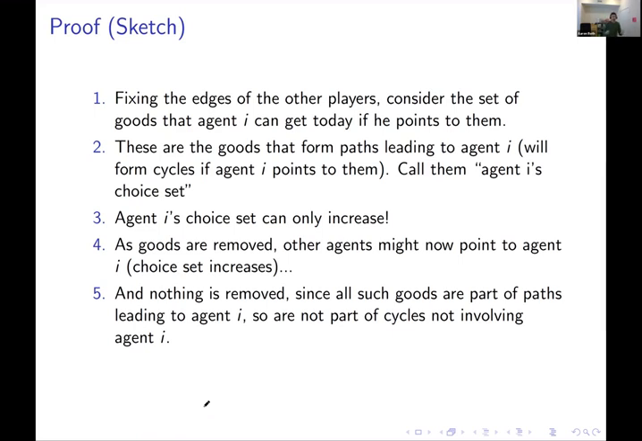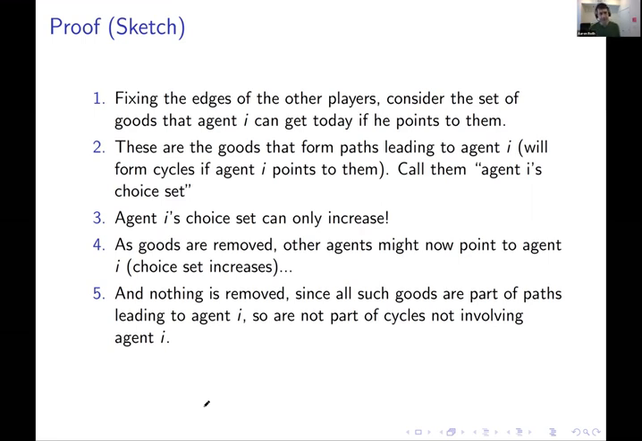And so there's no way for either of those things to happen, for agents in my choice set to be cleared or for the goods they're pointing at to be cleared, without me being cleared. Because if they're part of a path leading into me, then any cycle they're a part of is going to involve me. So the parts of the graph involved in things currently in my choice set are going to remain static until I am cleared, because they can't form a cycle without me.